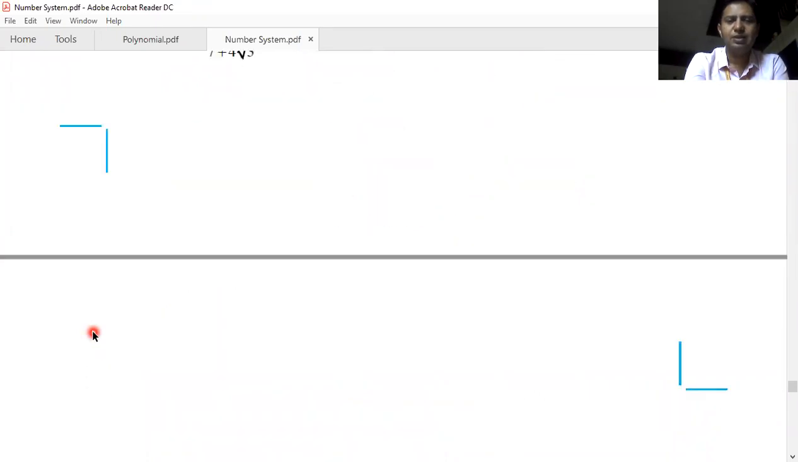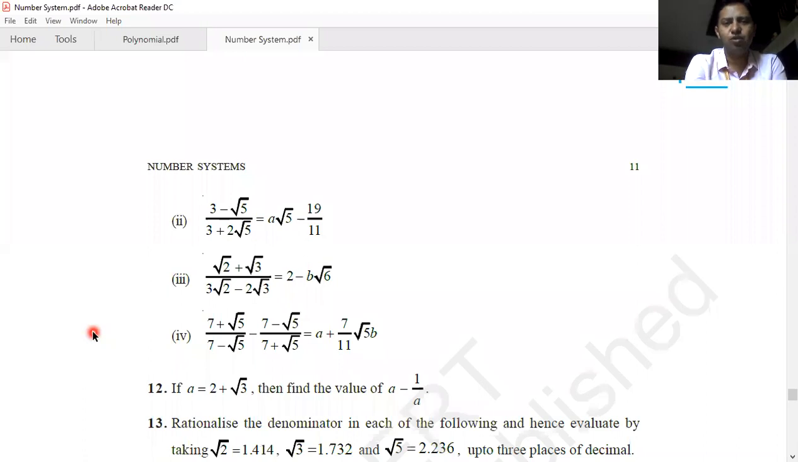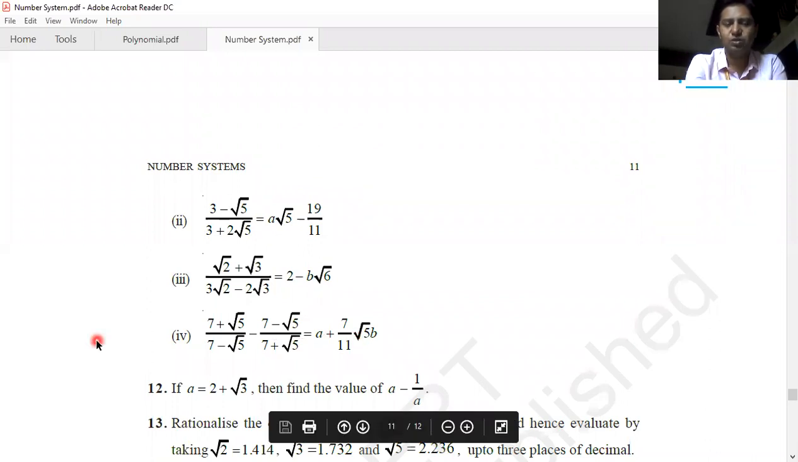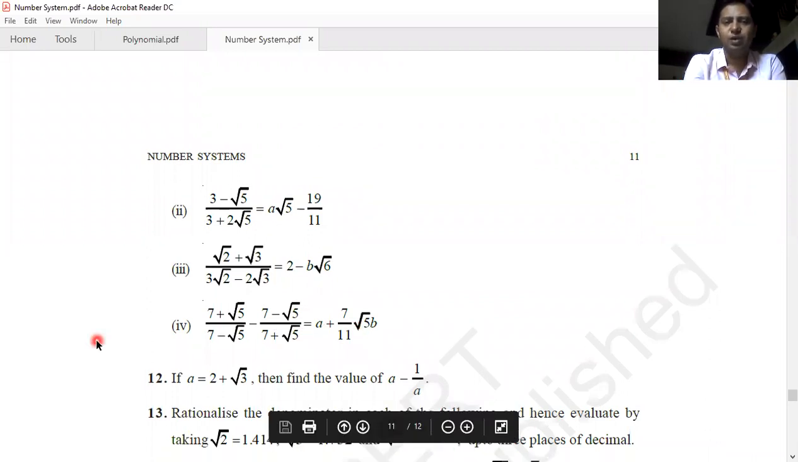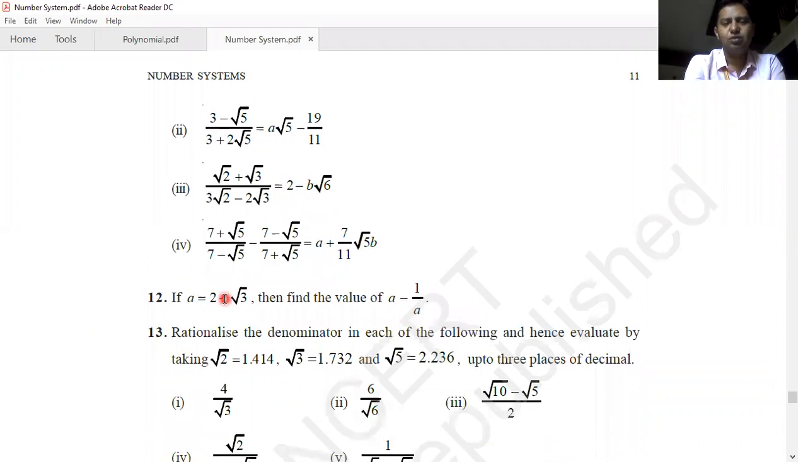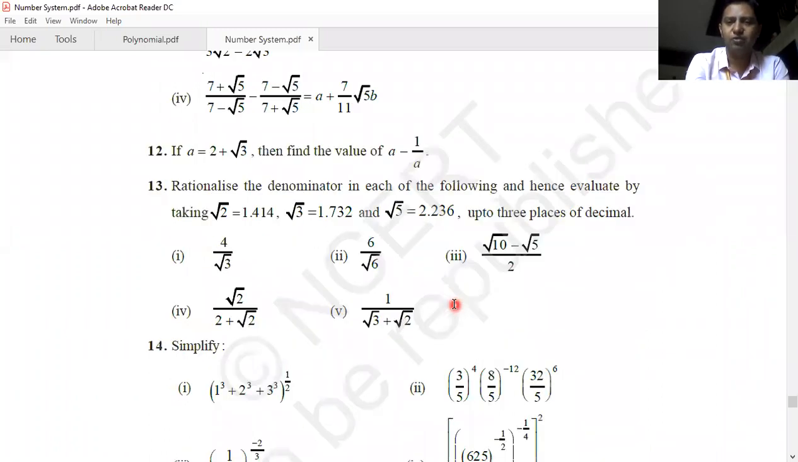Like what we discussed in the previous question, here also we need to find the value of a and b. So we'll equate it, find the perfect solutions, and then we'll get the answer. Likewise, in the 12th question, it is given a is equal to 2 plus root 3, and we need to find the value of a minus 1 by a, that is 2 plus root 3 minus 1 upon 2 plus root 3. This 1 upon 2 plus root 3 we will rationalize, and then we'll find the further answer.